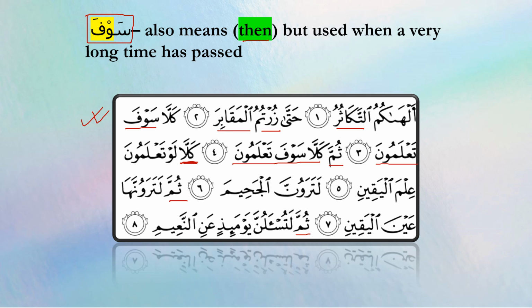لَتَرَوْنَ الْجَحِيمَ, and when you will see the hellfire. ثُمَّ لَتَرَوْنَّهَا, and this ha is referring to the Jahim. As you know, Jahim is one of the feminine nouns considered by the Arabs. ثُمَّ لَتَرَوْنَّهَا, and you will then see the Jahim, the hellfire, and you will be certain about it.